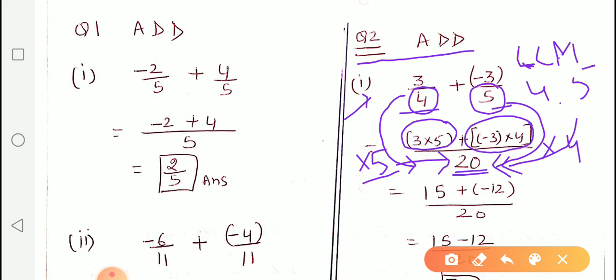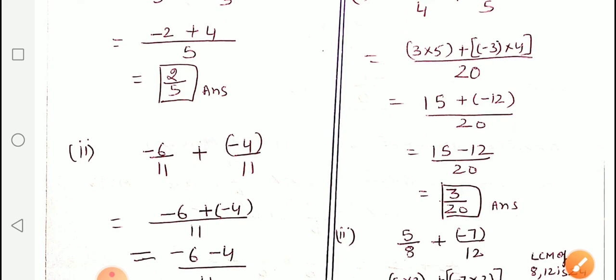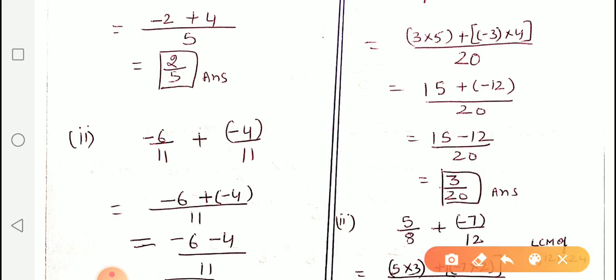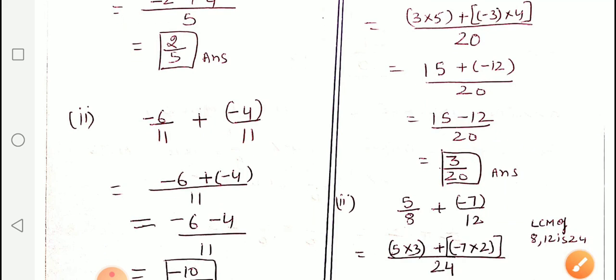In next step we will write the common denominator as same, and in numerator 3 into 5 will become 15 and negative 3 by 4 will become negative 12. After that we will solve the numerators, 15 plus negative 12. Here positive and negative will become negative, then 15 minus 12 is 3 and 3 upon 20 is the answer. Now let us do the second part.